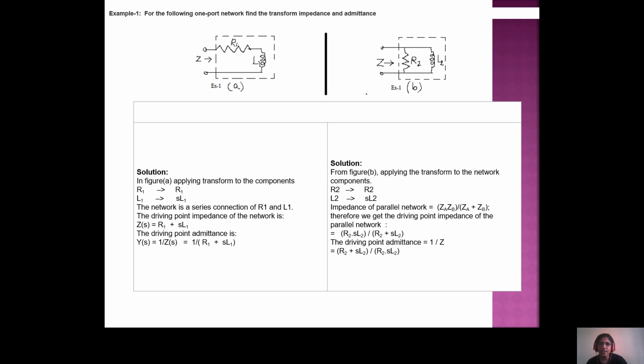Like that, when you observe figure 2, R2 and L2 are in parallel. So in impedance form, R2 is R2 and L2 is S into L2. When both are in parallel, how do you write it? Product of the impedances by sum of the impedances. So the impedance of a parallel network is equal to ZA ZB by ZA plus ZB. So it is R2 into SL2 by R2 plus SL2. The reciprocal of the driving point impedance is the driving point admittance, so 1 by Z is equal to R2 plus SL2 by R2 SL2.